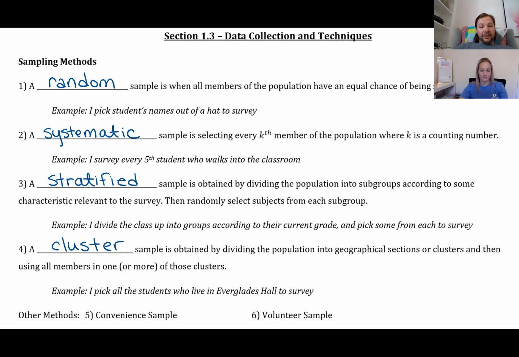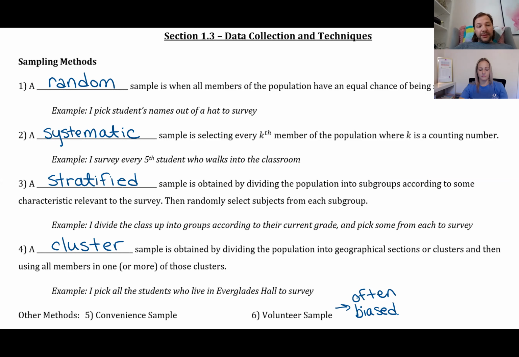And then finally, a cluster sample is obtained by dividing the population into geographical sections or clusters, and then using all members in one or more of the clusters. One example would be picking all the students who live in Everglades Hall to survey. Another example is with the current COVID-19 crisis, we are breaking down a lot of our data into small clusters based on counties, states, even cities, and trying to monitor the populations in each of those geographical regions. That's an example where cluster sampling is a good idea.